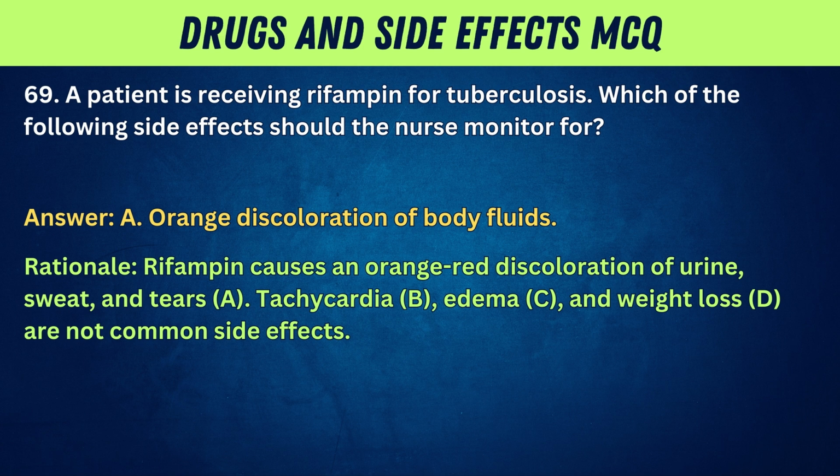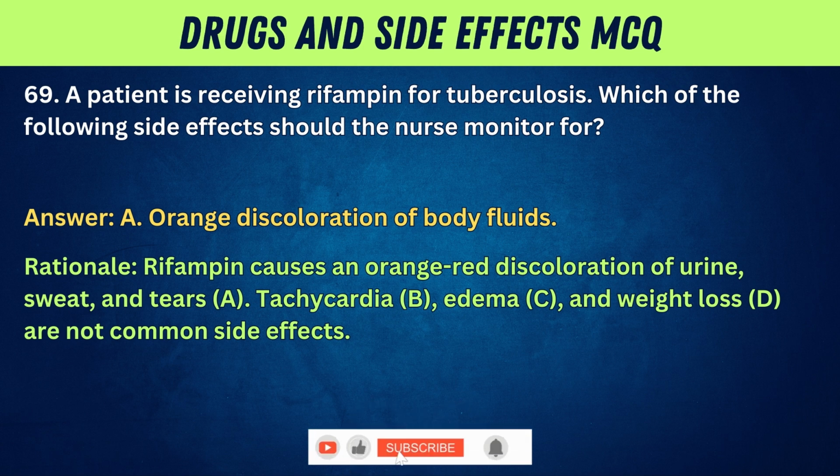Rationale: rifampin causes an orange-red discoloration of urine, sweat, and tears, A. Tachycardia, B, edema, C, and weight loss, D, are not common side effects.